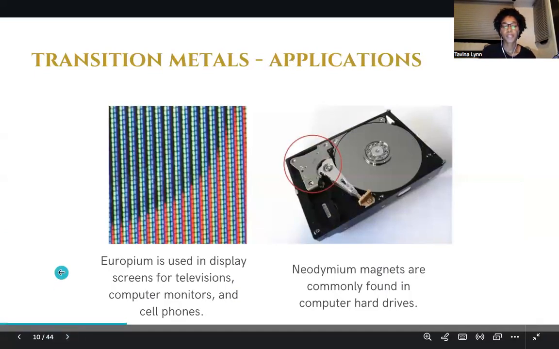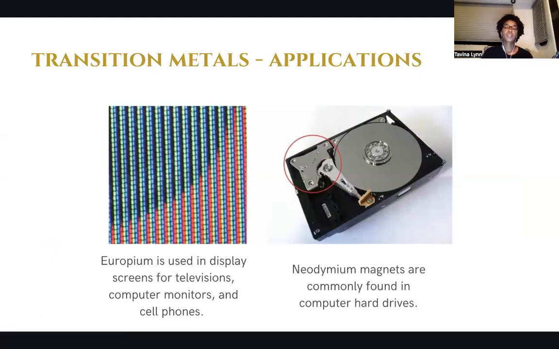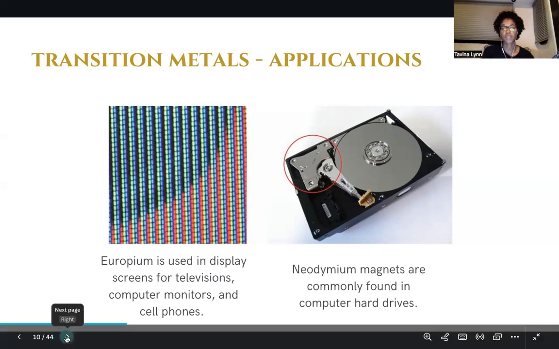In addition to being found in nature, transition metals also have a lot of applications in technology. So, europium is used in display screens in our technological devices like computer monitors, cell phones, and televisions. Neodymium magnets are commonly found in computer hard drives. So those are two examples of technological applications of two transition metals.